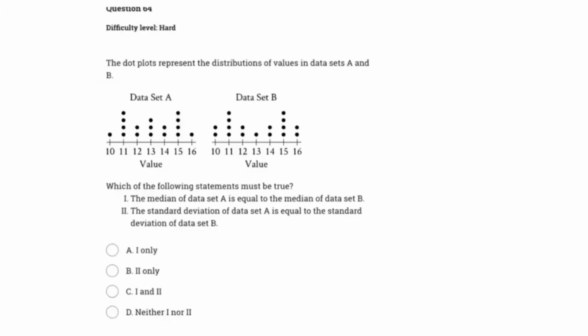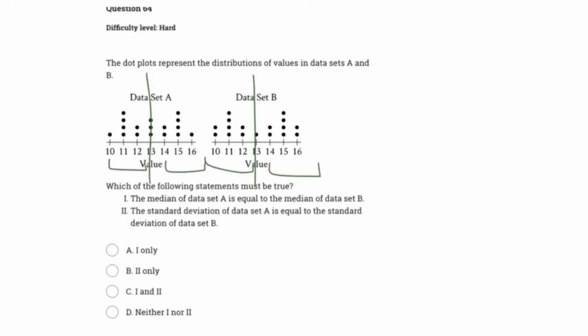Dot plots represent the distributions of values in dataset A and B. Which of the following statements must be true? So clause 1 says the median of dataset A is equal to the median of dataset B. And that's true because both distributions here, you can see, are symmetrical. If I were to draw a line down the middle, you have an equal number of points on both sides, right?